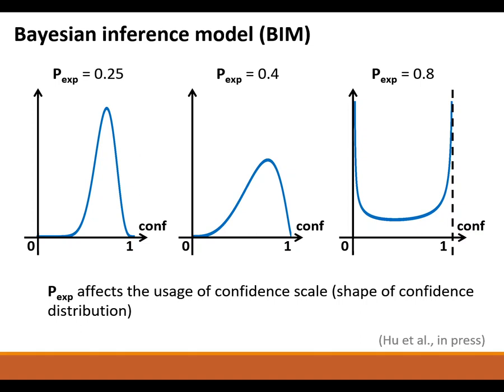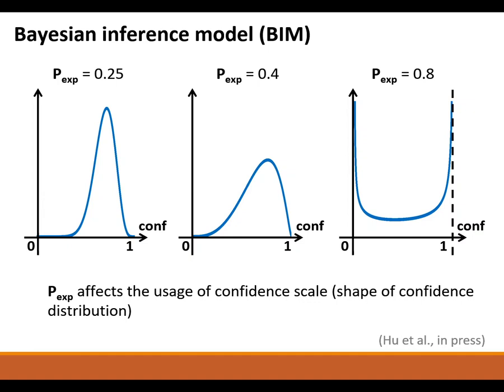Based on the data simulation analysis, we can see that the value of Pexp mainly affects the usage of confidence scale or affects the shape of the confidence distribution. For example, when the value of Pexp is low, then we could see the variance of the confidence distribution is also low, or the confidence rating for different trials is close to each other. This is because when Pexp is low, we mainly rely on our prior beliefs about memory ability to rate our confidence for each trial. Then, our confidence ratings for each trial are closely distributed around the value representing our prior beliefs about memory.